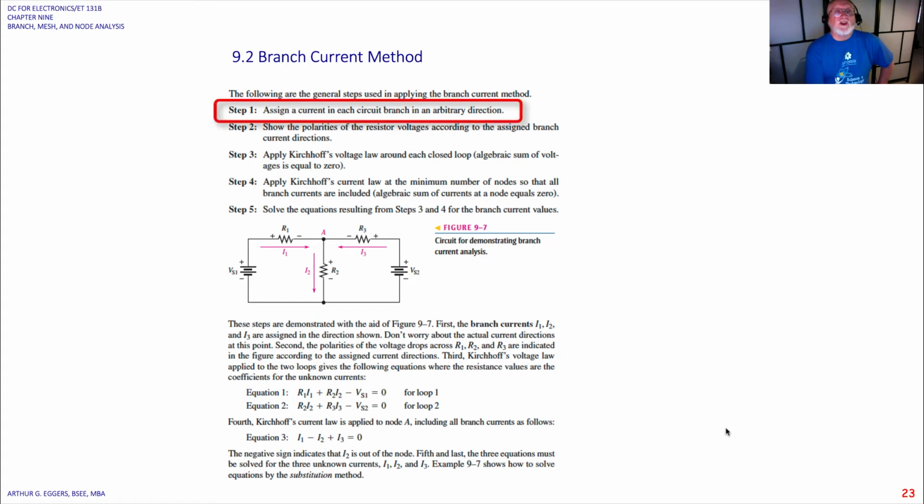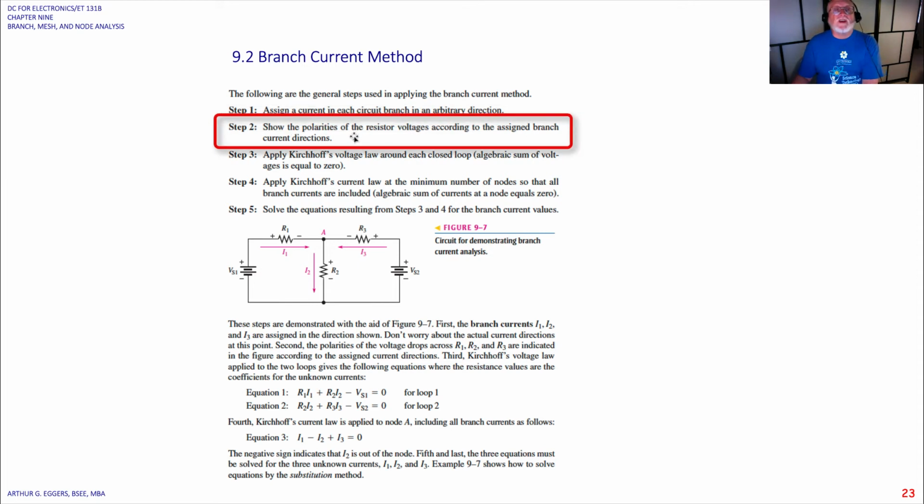So in the branch current method, the general steps are as follows. Assign a current in each circuit branch in an arbitrary direction. So they're telling you it doesn't matter if you think this is the way the current flows, choose that and stay with it. The signs will bear out if you chose it right or wrong. Show the polarities of the resistor voltages according to the assigned branch current direction. So positive to positive, negative to negative, and then positive and negative according to the batteries.